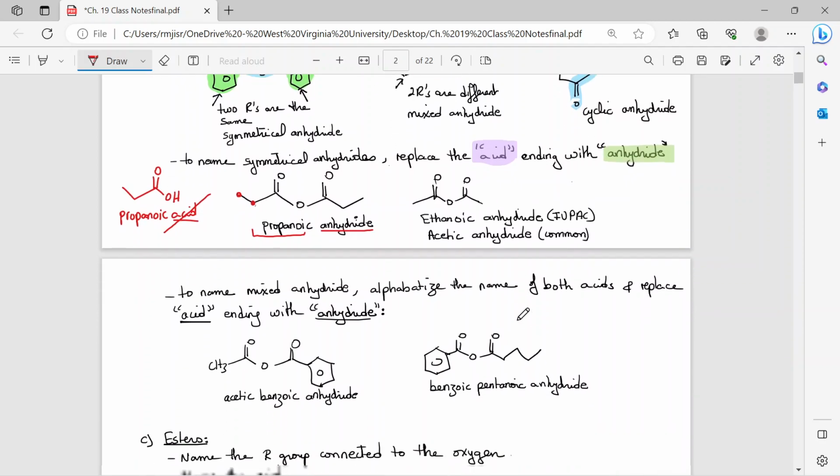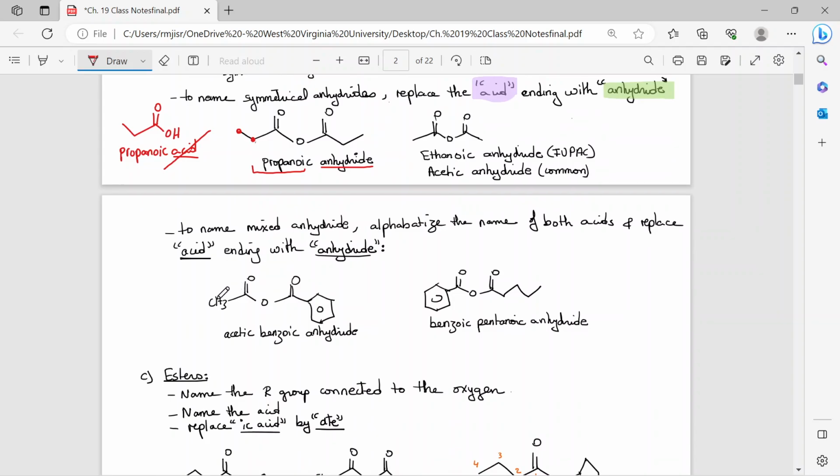To name anhydrides that have different R groups, so the R group here is different than the R group in there, first, you're going to name their acids. This one comes from an acetic acid, and this one comes from a benzoic acid. You arrange the acids in alphabetical order, you drop the acid out, and you add the anhydride. So that is going to be acetic benzoic anhydride. There is a space between acetic and benzoic in this case.